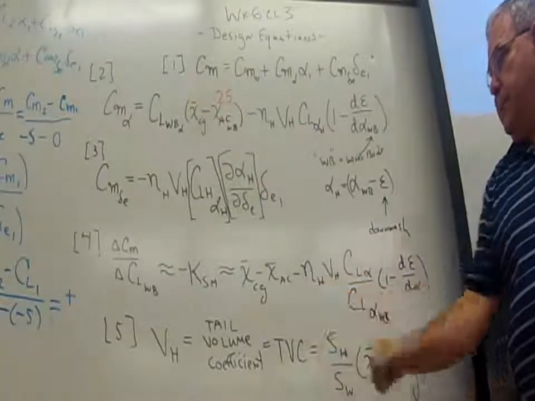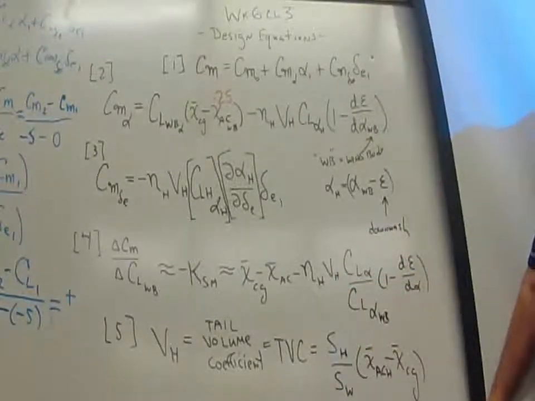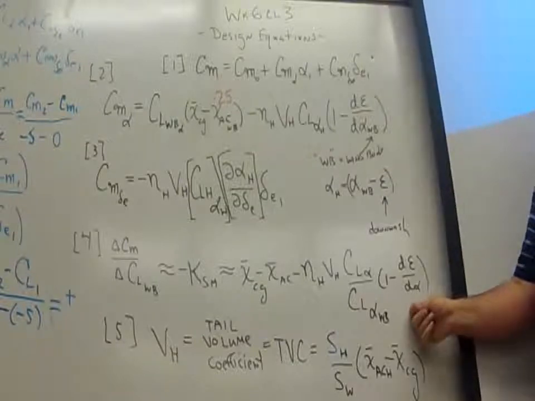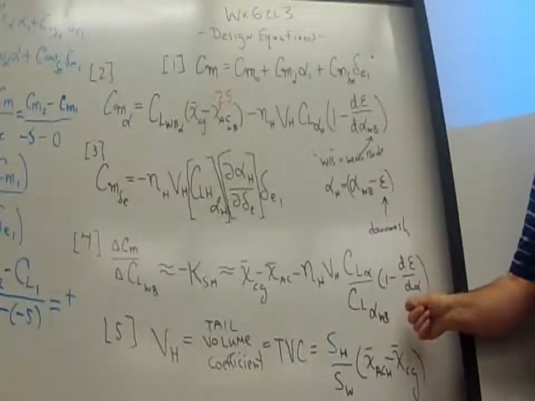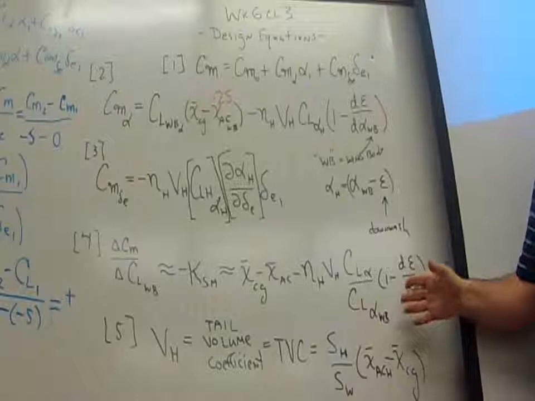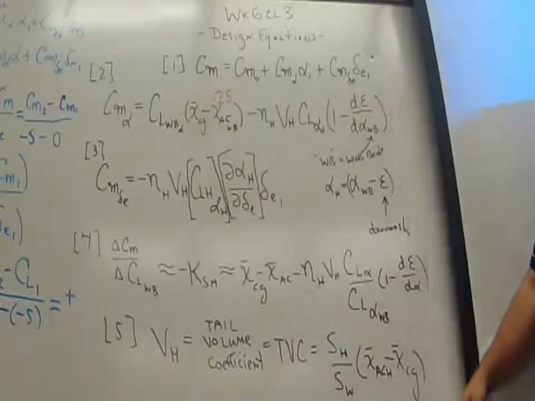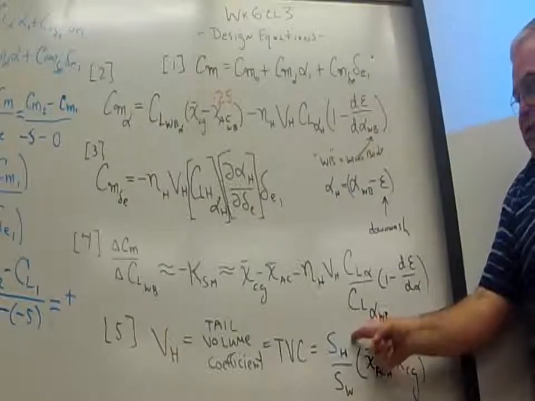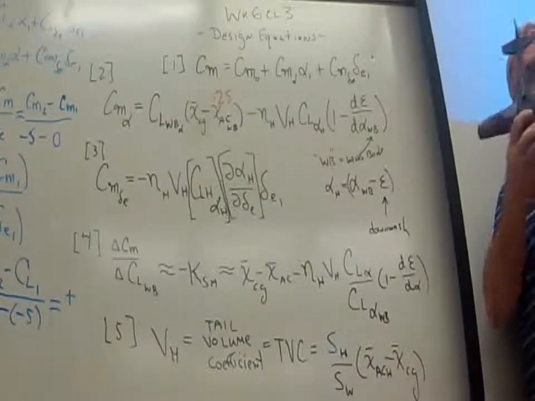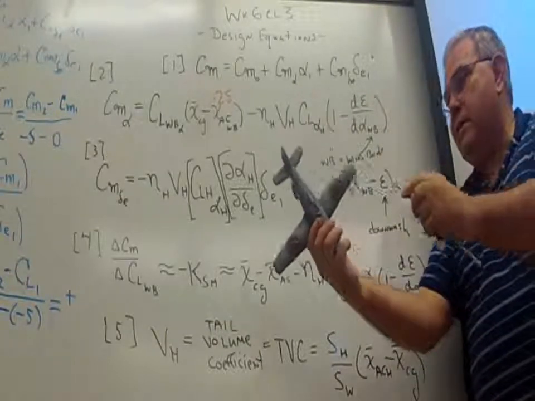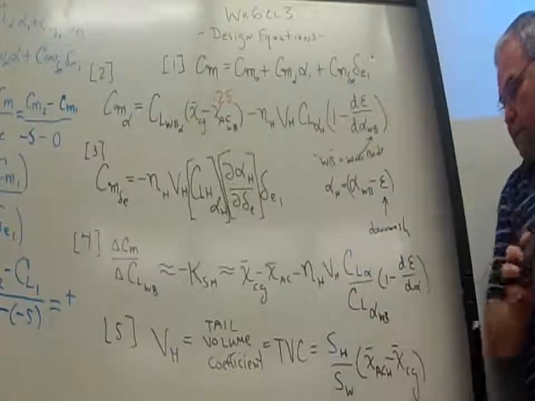This is static margin. Now you're going to use this for static margin, and this I would say is the primary design equation that's important, the static margin equations. And the last one is tail volume coefficient. Let me just say a few words about that. It's the ratio of the area of the horizontal tail to the area of the wing. So that's the wetted area.